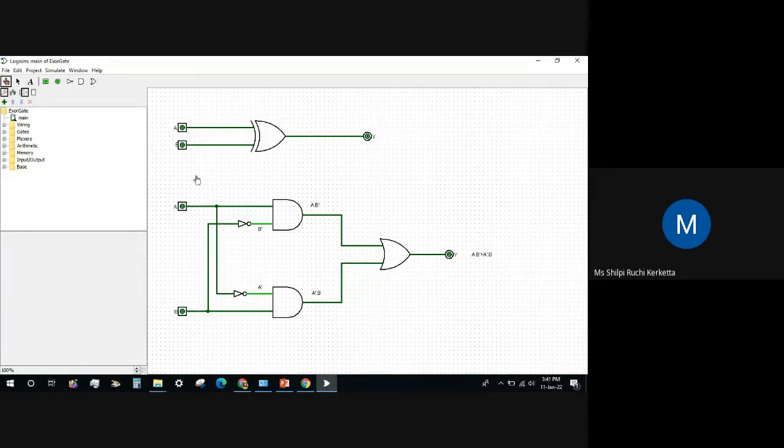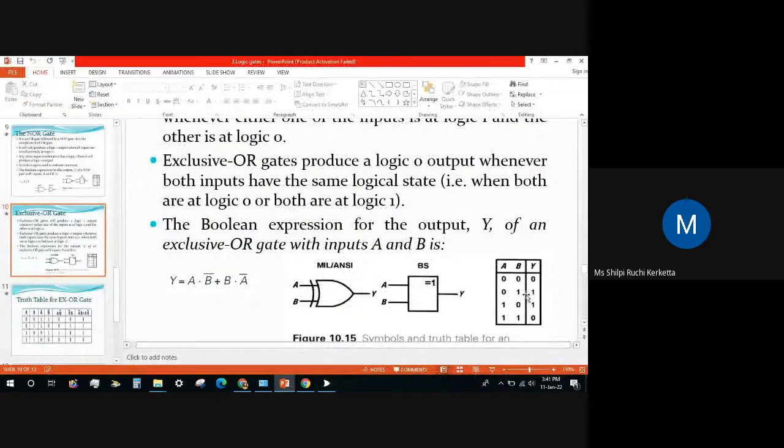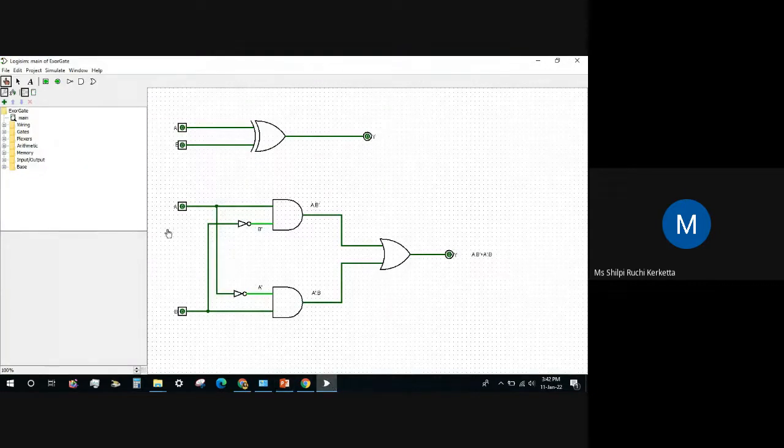If we give 0, 0, then we get a 0. If we give 0, 1, then we will get a 1. If we give 1, 0, then we will get a 1. And for 1, 1, we will get a 0. Okay, so we will see how it is working.